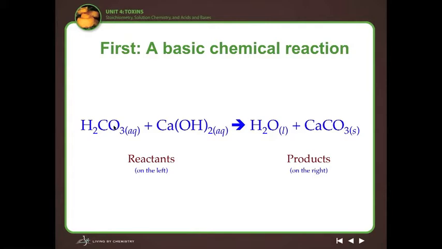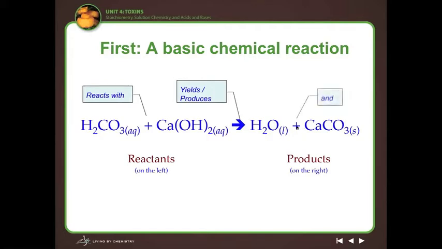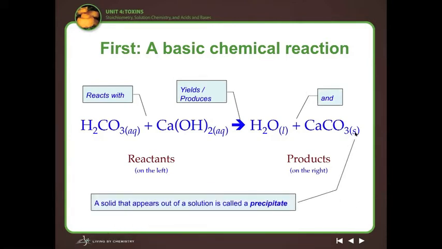And when we read these, we interpret this plus sign not to mean carbonic acid plus calcium hydroxide, which it pretty much is. We would say carbonic acid reacts with calcium hydroxide. The arrow is not an equal sign. It's what we call a yields or produces. So carbonic acid reacts with calcium hydroxide to yield water and this plus is and because we're not reacting here, this is a product, calcium carbonate. And of course, the S is indicating solid.